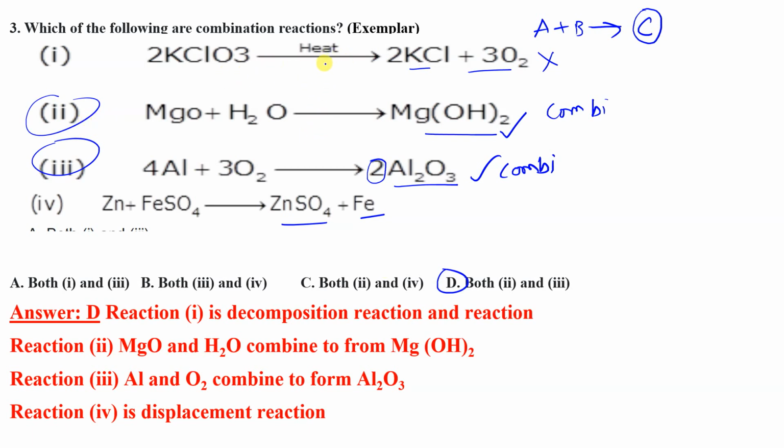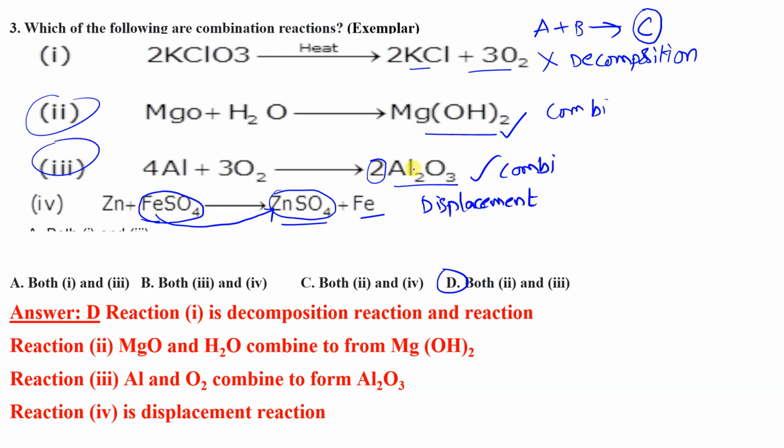Very simple. In this case, one chemical is breaking into 2 different chemicals, so it is a decomposition reaction. Decomposition means breaking one substance into 2 or more substances. Whereas in the last one, before the reaction iron and sulfate are together, but after the reaction the sulfate is with the zinc, which means zinc is replacing iron, so it is called a displacement reaction. I hope it's clear to everybody about this question. Okay, thank you.